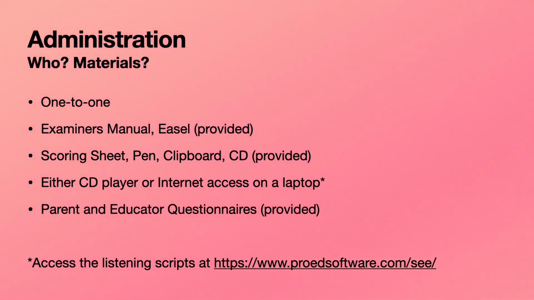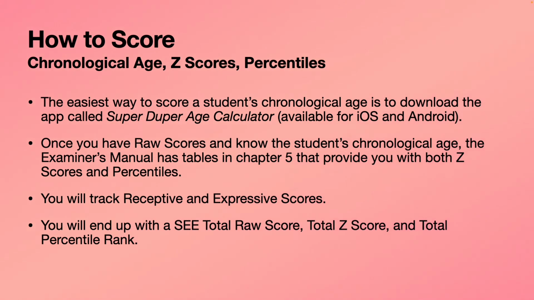To administer this test, you won't need much as the materials are mostly provided. You will need a pen and either a CD or internet access on a laptop to play the scripts for subtests 3 and 4. If you like math, the examiner's manual explains how to calculate a student's chronological age. If you prefer a tool, download the Super Duper Age Calculator, available for Apple products and Android.